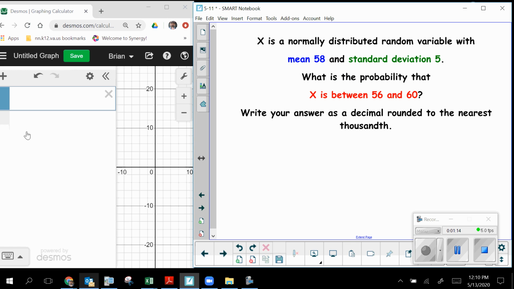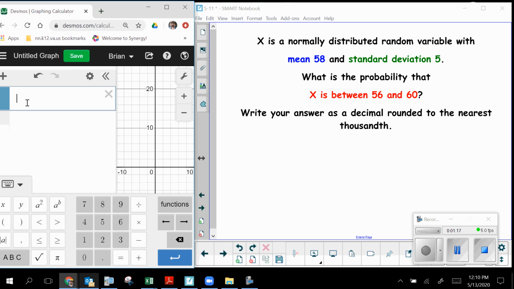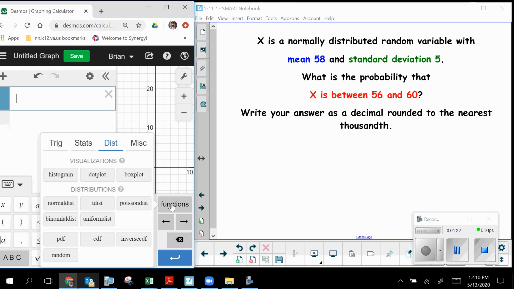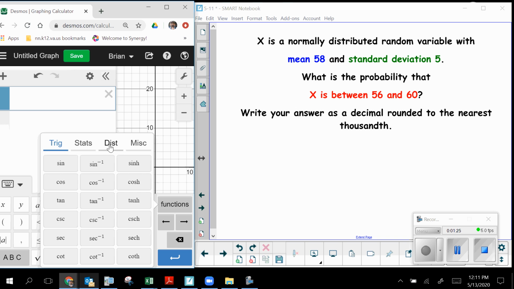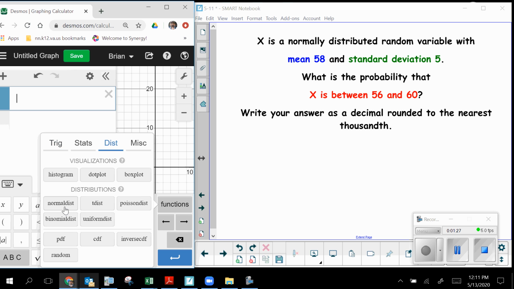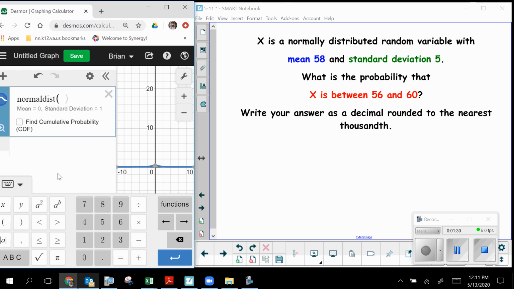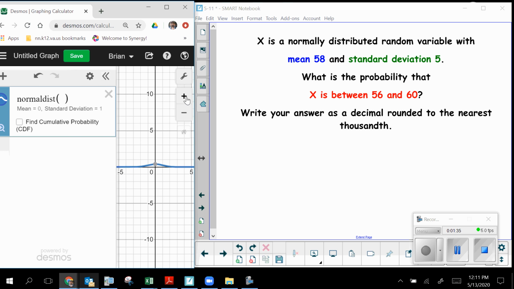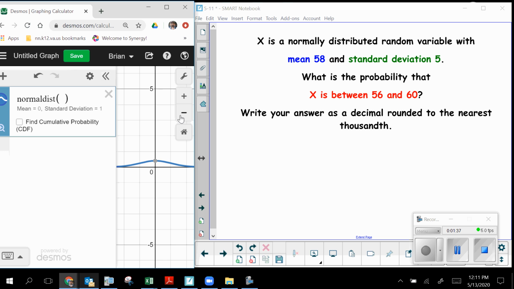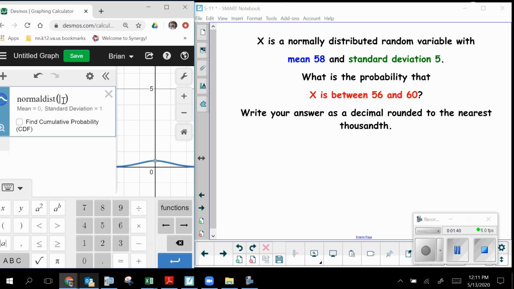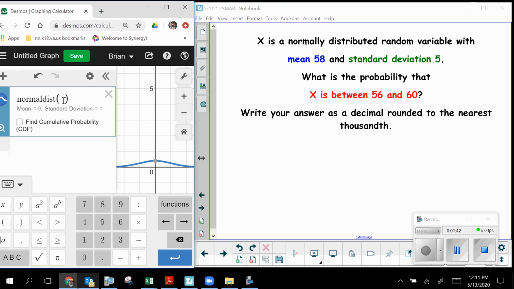What we can do is, most graphing calculators have a function to figure out this probability. So in Desmos, just click the functions button. It'll start off on trig, but if you click distribution and then select normal distribution, you see it pops up and it's prompting us to enter the mean and the standard deviation. You could zoom in on the graph and it gives you a normal looking curve, but as we change this, that's going to flatten out and look different. So our mean is 58 and our standard deviation is 5. So put 58 comma 5 in the parentheses.